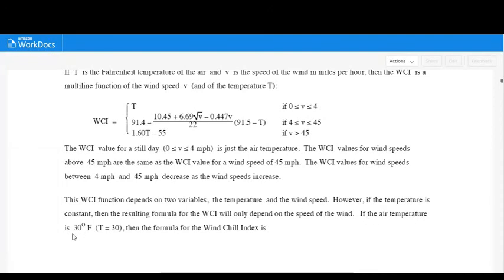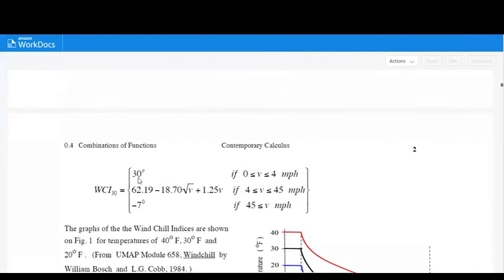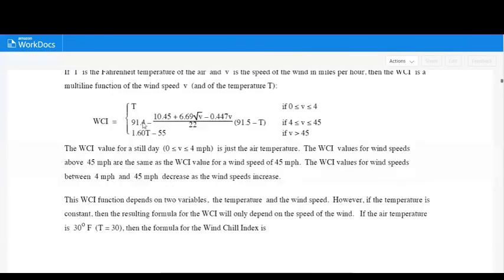So if the air temperature is 30 degrees Fahrenheit, so kung nag-change yung temperature natin, then the formula for the WCI is, so kumbaga dito, yung T natin naging 30 na. So yan, naging 30 na siya. So ito naman, galing yan dito pa rin, sa first na formula. So dito, our T is 30.